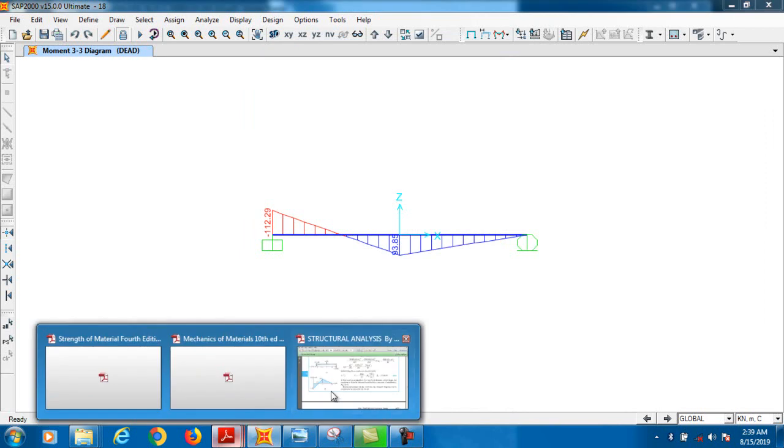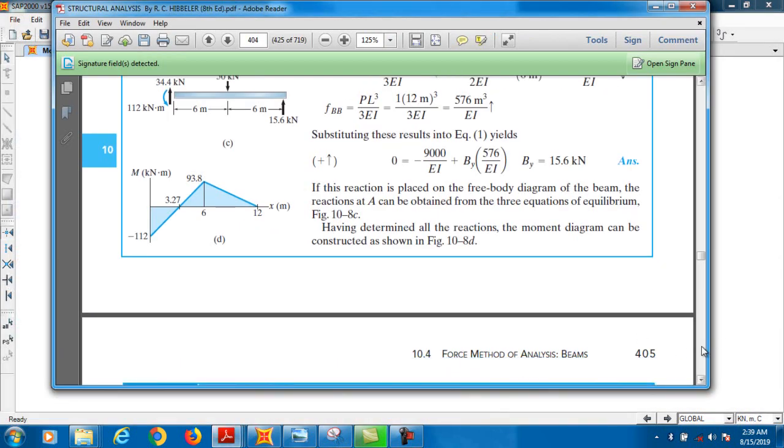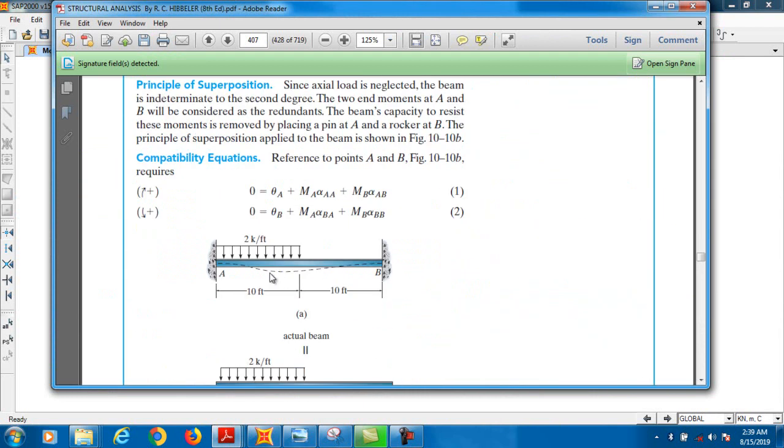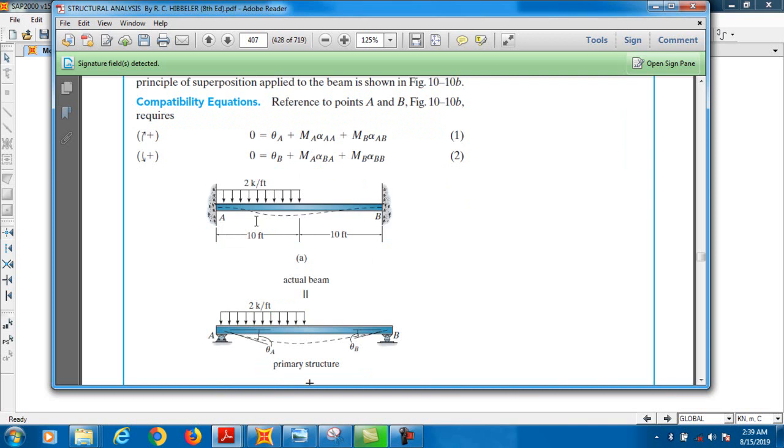Let's select the next example. The next example is this one. This is a fixed beam having a half UDL loading. So we will model it and we will analyze it.